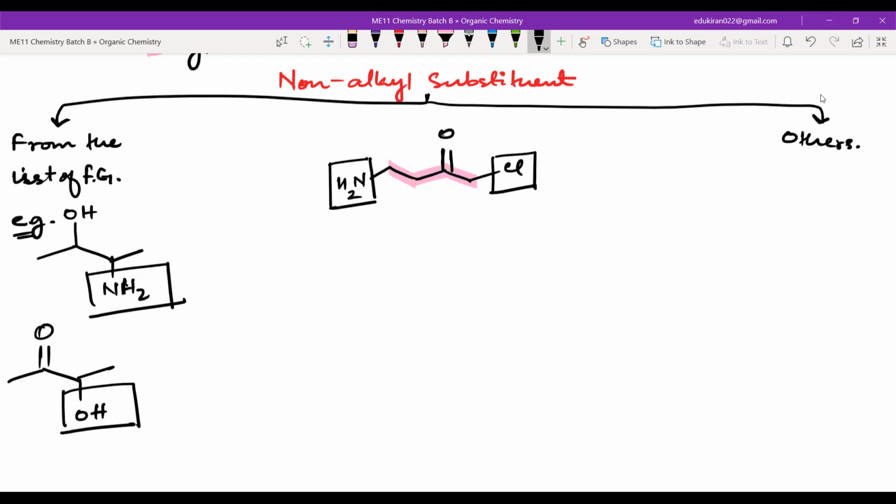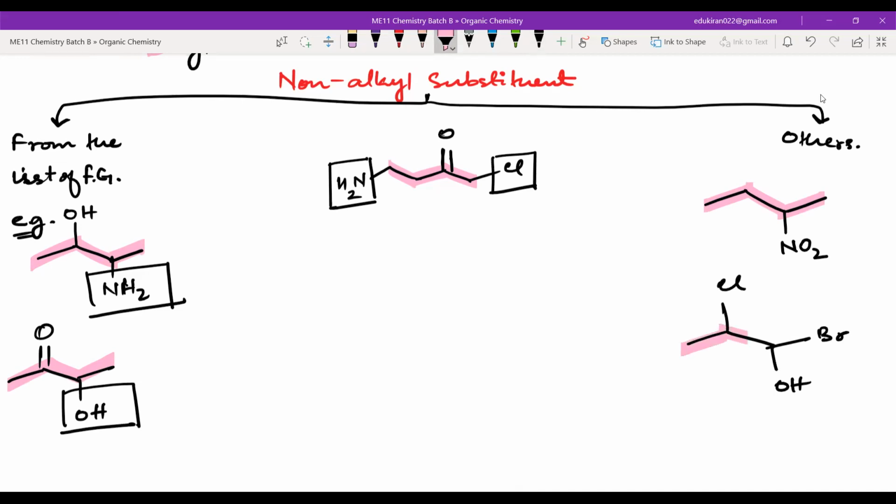Now in others, for example, if I don't have anything and then I have NO2, this NO2 is not a functional group, so it will be a substituent, after we have chosen the parent chain. So the parent chain is this, and this is the substituent. Similarly, you can have OH here, chlorine here, and bromine here. So this is the parent, this is the functional group, and these two are non-alkyl substituents, but we have not seen them in the list of functional groups.